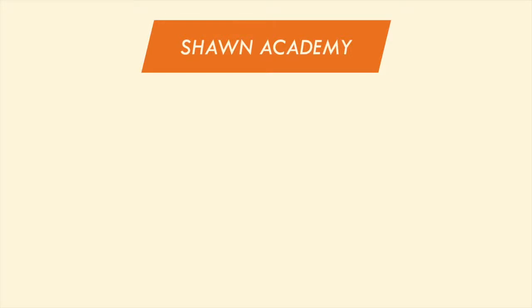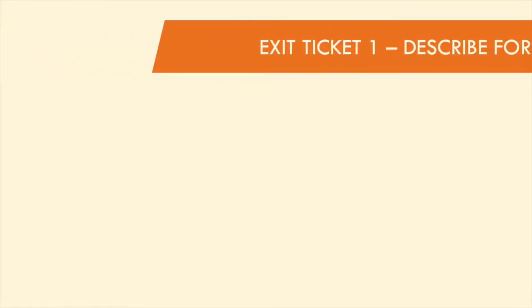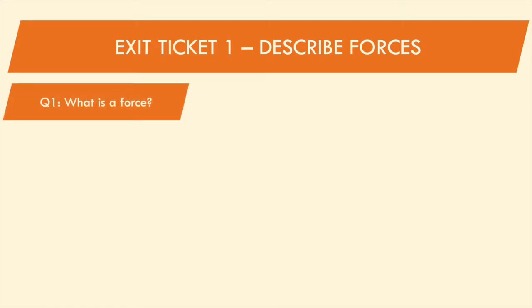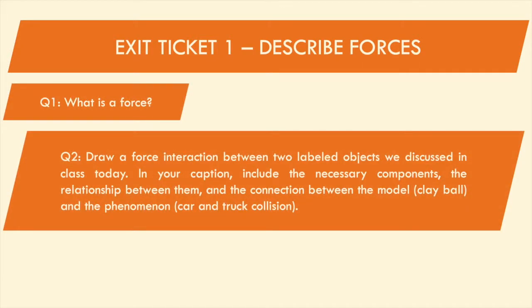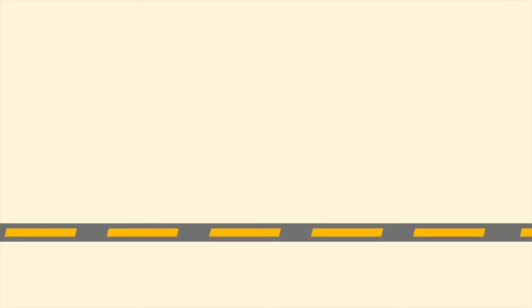He's coming out with a video for your first exit ticket that was dealing with describing forces. It had two questions. The first one was, what is a force? The second one was to draw an interaction between two labeled objects we discussed in class. It says today, but we know it was a little while ago. In your caption, include the necessary components, the relationship between them, and the connection between the model, the clay ball, and the phenomenon, the car and truck collision. Alright, let's get to work.